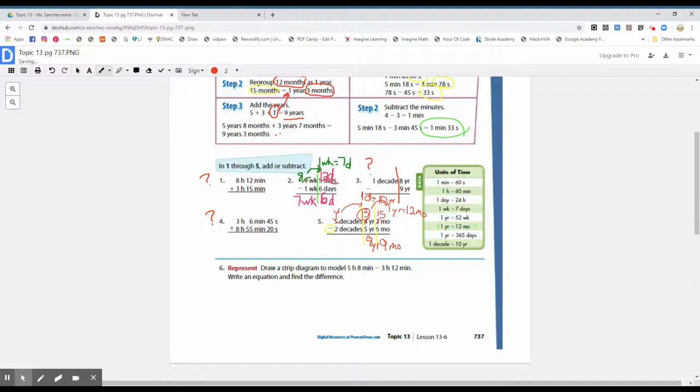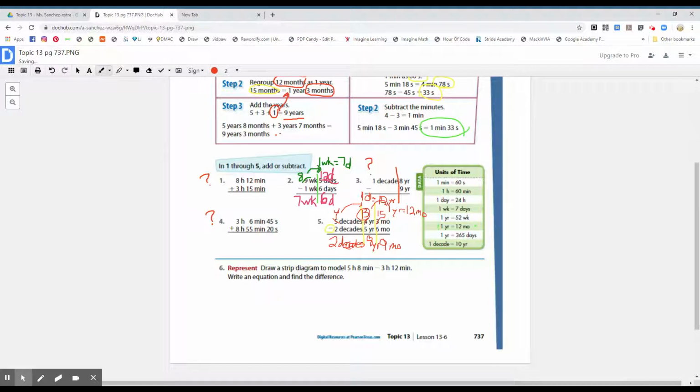And now we have 4 decades minus 2 decades. 4 minus 2 is 2 decades, boys and girls. All right, so 2 decades. So your final answer, boys and girls, is 2 decades, 8 years, and 9 months.